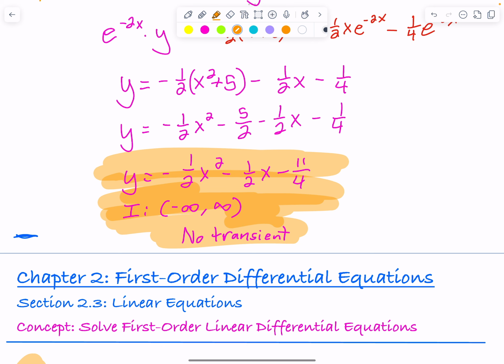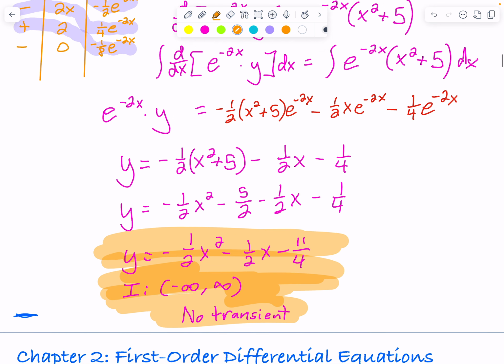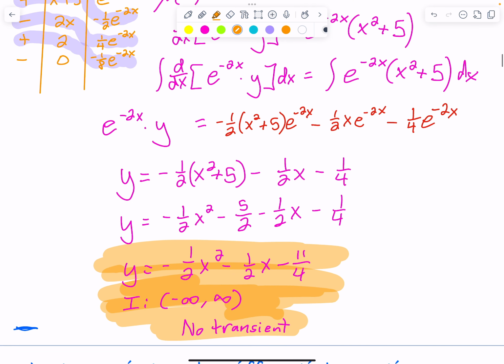There is our answer. All right, so I have many more examples. I'm trying to give you everything you need, that way you're not stuck at all, and then you can apply these to more complicated problems.